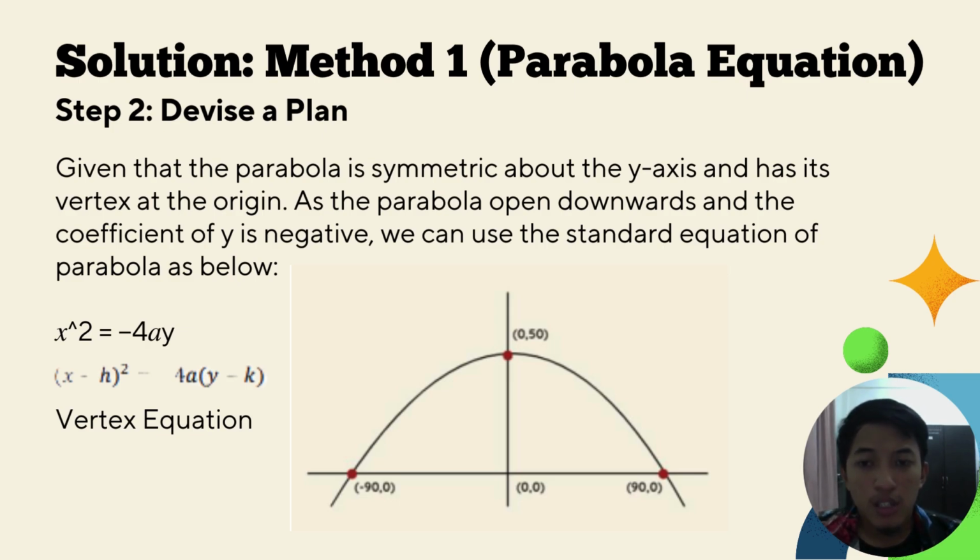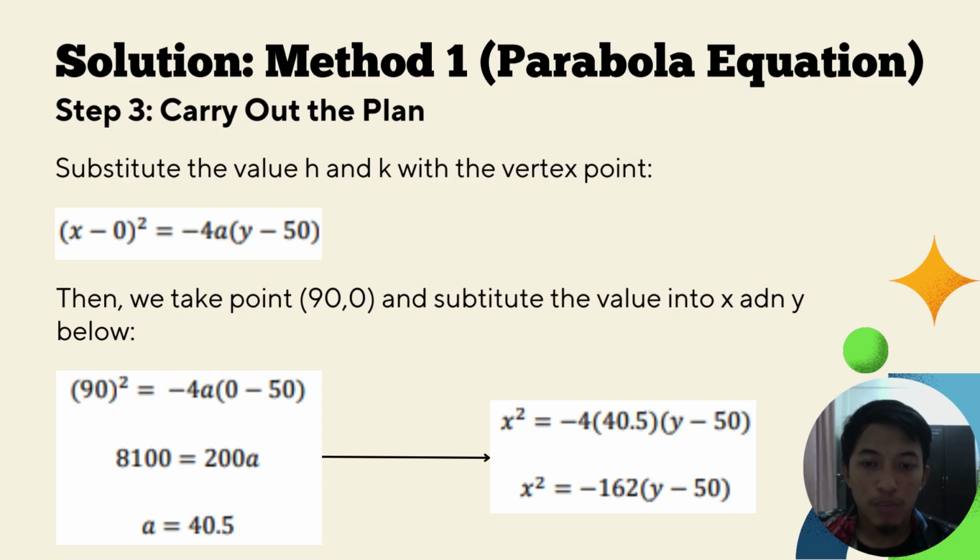So if you can see here, the parabola opens downwards as the coefficient of y is negative. We can use the standard equation of the parabola as below. For step number 3, we need to carry out the plan. After a very careful brief of the plan, we need to carry out the plan smoothly. By substituting the values of h and k with the vertex point, we will get a very useful equation, a parabolic equation. Then we will search for the value of a and we will get 14.5. The value of a is 14.5.